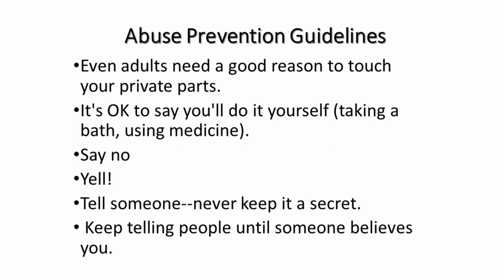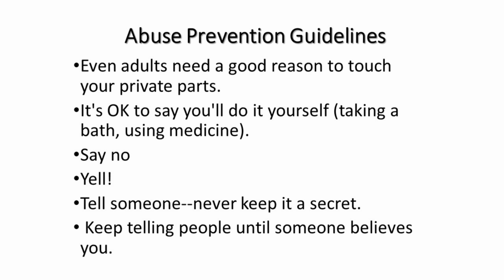As far as prevention guidelines, as they're shown, the prevention guidelines are basically to teach children how to avoid possible abuse of sexual behavior. We need to demonstrate that even adults need a good reason to touch your private parts. Adults can't just touch them just because they are adults. It's okay to say you're going to do it yourself. If you need to take a bath and you want to take a bath by yourself, you don't want any adult help, it's okay to say that you can do that yourself. Or using medicine. If you have to insert that medicine somewhere, that's what we would tell the children, to know that they can do that themselves.